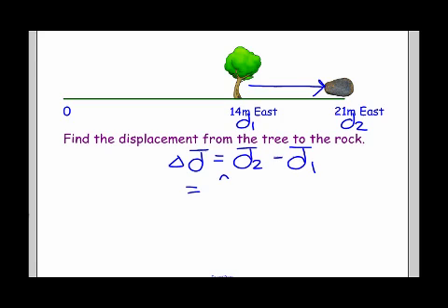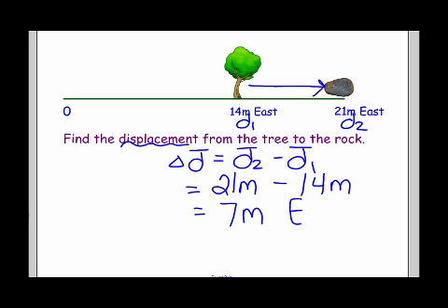So my distance 2 is the rock, 21 meters, minus my D1, the tree, 14 meters. So I can say 21 minus 14 is 7 meters. Because this is displacement, I need a direction on the end. I can say this is going east. So now I would get a full 3 marks. If this question was for marks, I would get all 3. I have a formula, I have my work shown, and then I have a final answer with a direction.